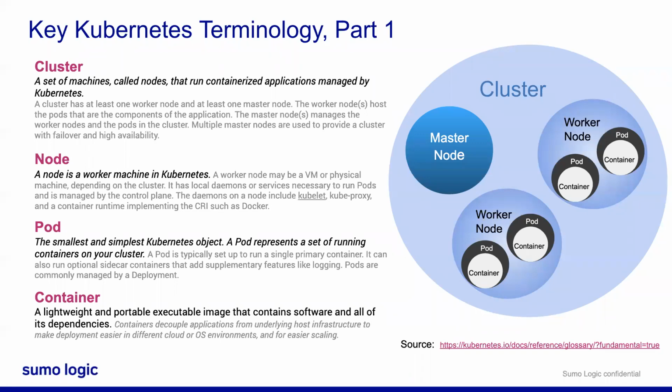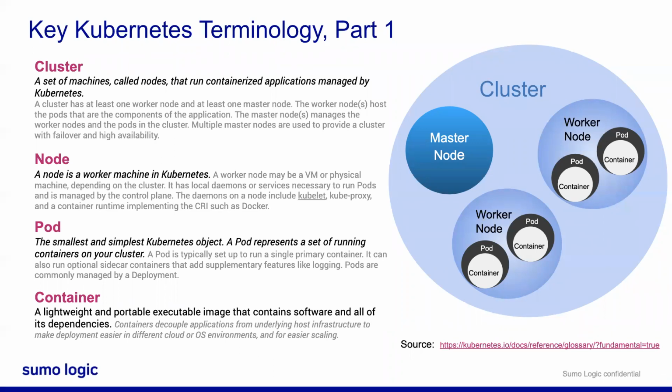Within those clusters, you have a node that is a worker machine that is basically just your compute. So be that a rack server in your data center, be that a EC2 instance on Amazon, a VM on VMware, it doesn't really matter. But that is your compute. That is where the pods live. That is where the work is done.